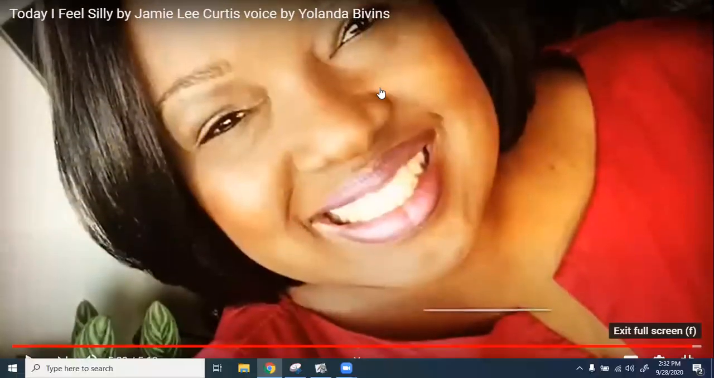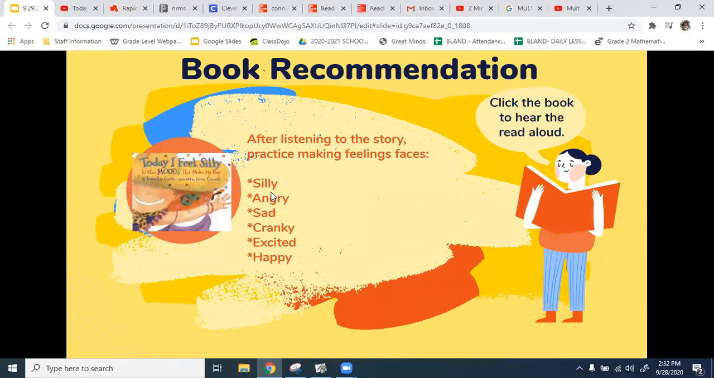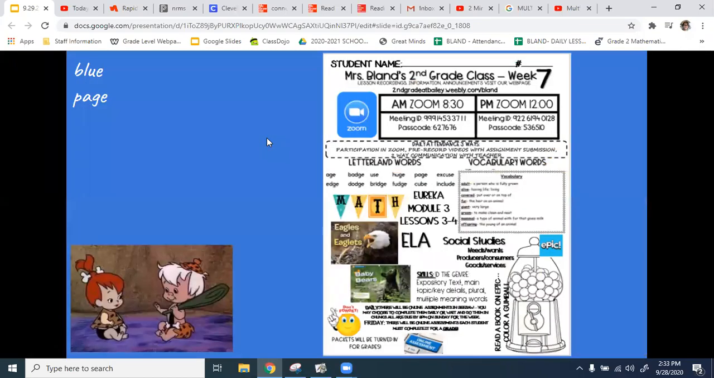All right, so we have lots of moods. So remember, your assignment is you got to go around and make a silly face, an angry face, a sad face, a cranky face, an excited face, and a happy face for somebody near you. Have fun. Today we have the blue page.